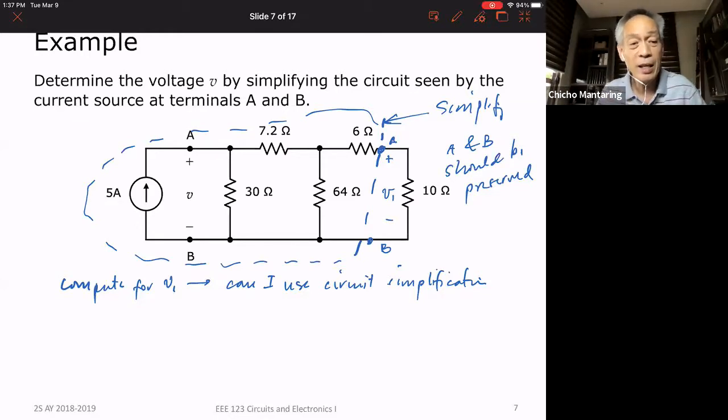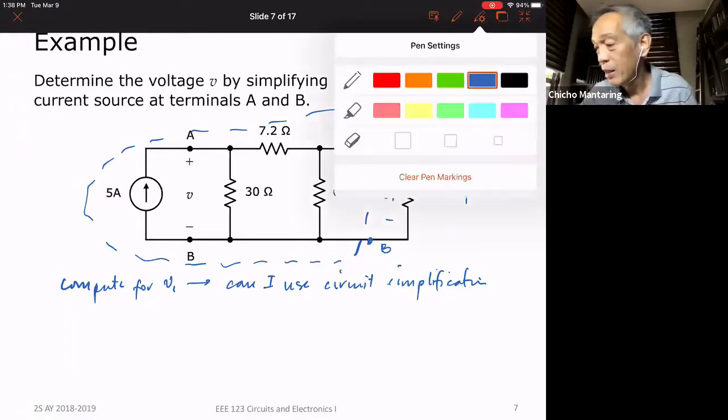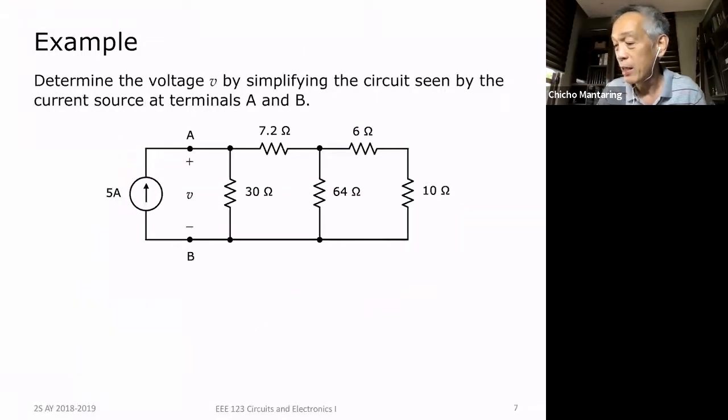But in the future of this course, you're going to learn how to do it. There's a question. Would it be feasible to use the original circuit after computing for V? Yes, it is, actually. But that's no longer circuit simplification. So we can simplify like was suggested to compute for V, and then after computing for V, you might find a way to compute for V1 subsequently. But we haven't learned how to do that yet. Anyway, the answer here is 60 volts.